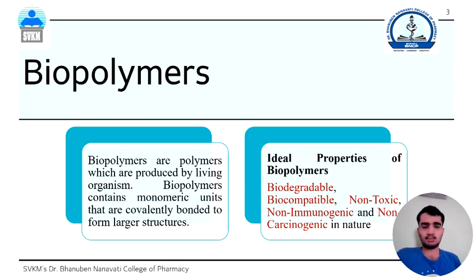Now moving toward the introduction to biopolymer. Biopolymers are polymers which are produced by living organisms. They mainly consist of monomeric units which are covalently linked to form large clusters. Ideal properties of a biopolymer are to be biodegradable, biocompatible, non-toxic, non-immunogenic, and non-carcinogenic in nature.